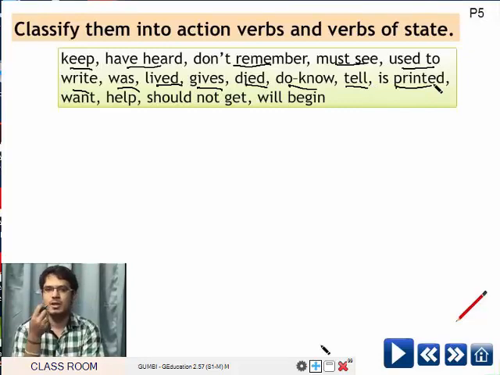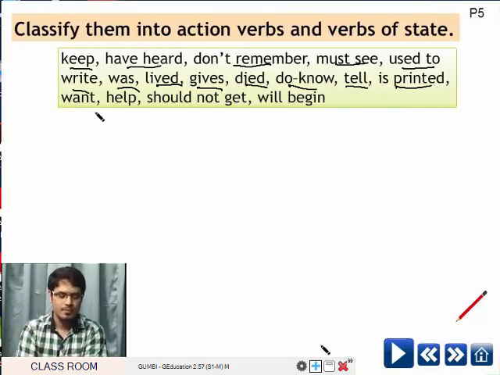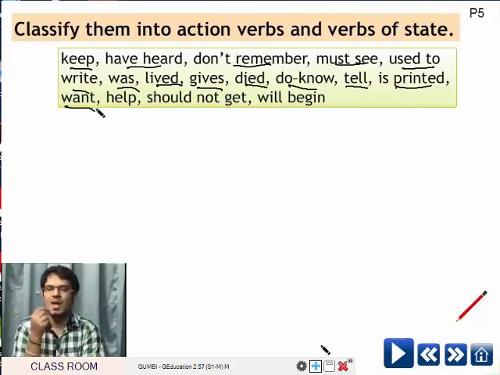Is printed. An article about meditation is printed in the newspaper today. Want. I want some help. Even you can see the word help even in that situation. I want some help.